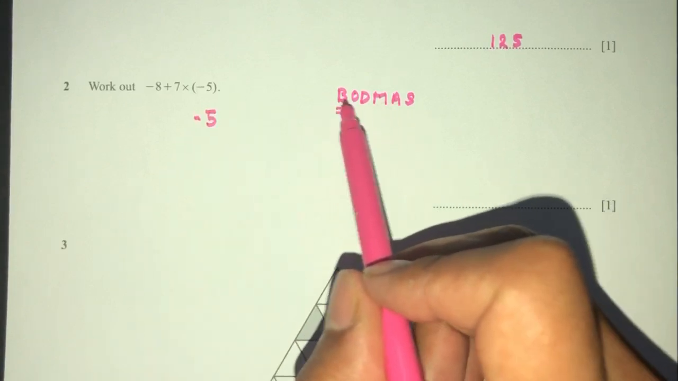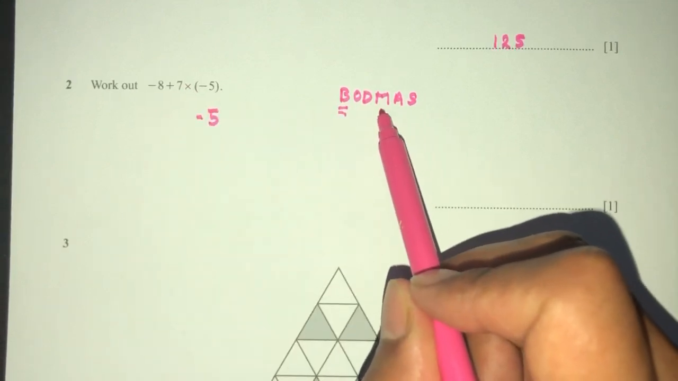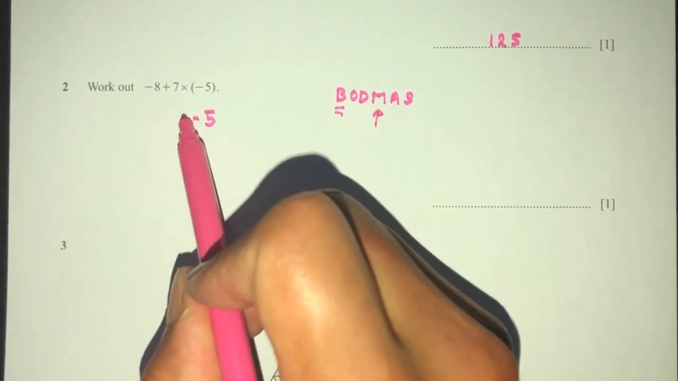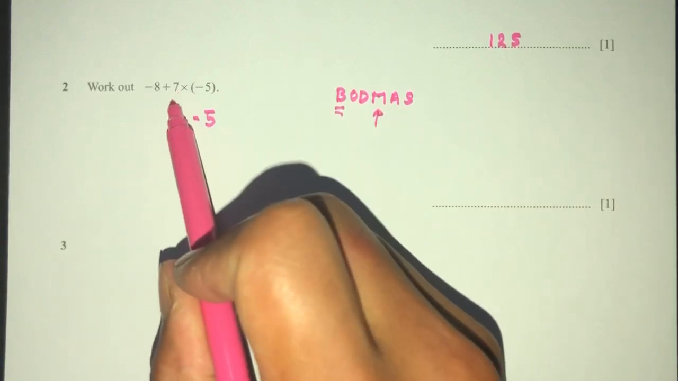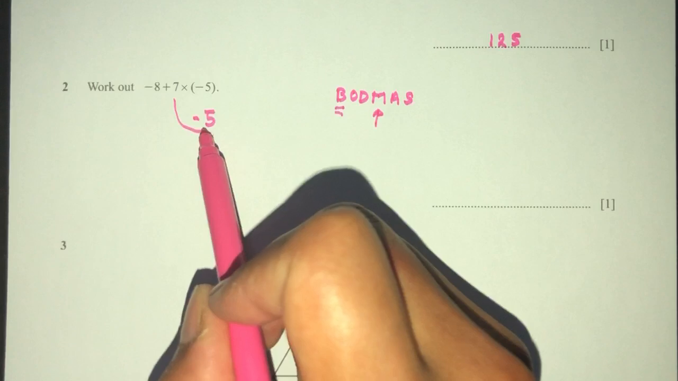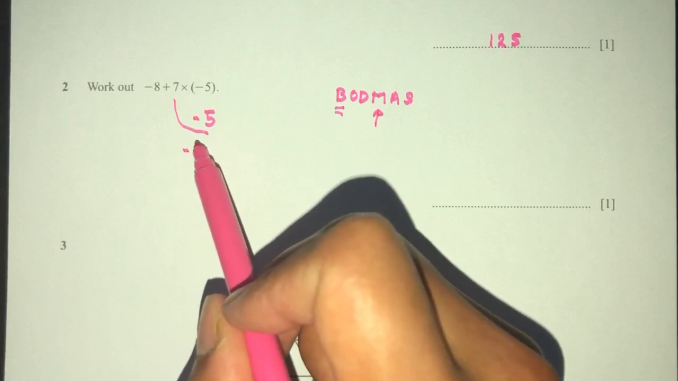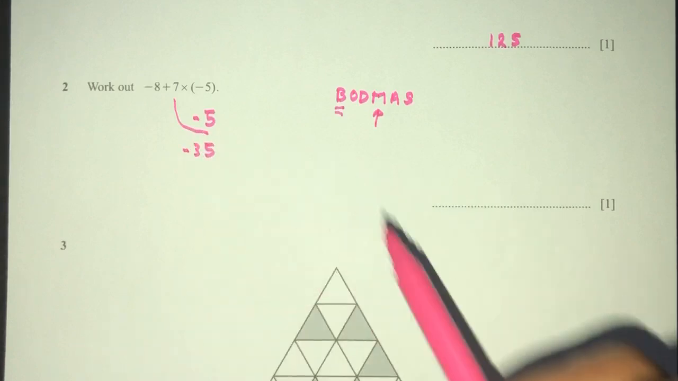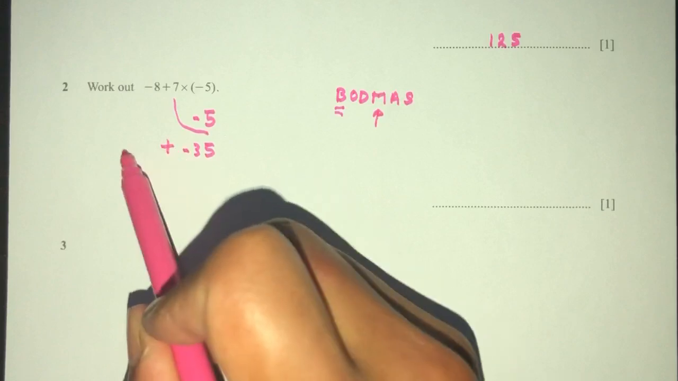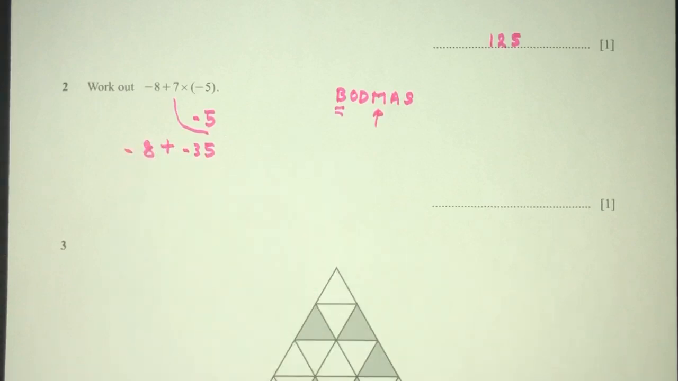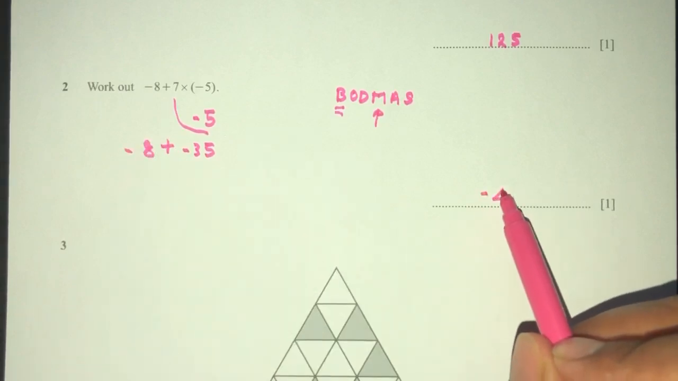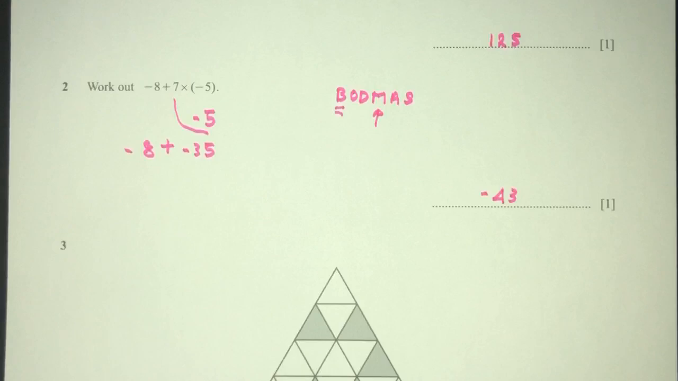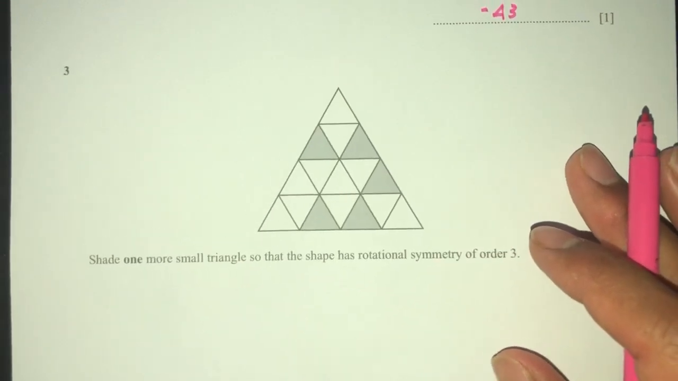Now afterwards we have to choose, that will be multiply obviously before addition or subtraction. So multiply by 7. So 7 multiplied by minus 5, that will be minus 35. Okay, and then here we have plus and then minus 8. So minus 8 plus minus 35 will be minus 43, and that will be your question number 2. Now let's move on to question number 3.